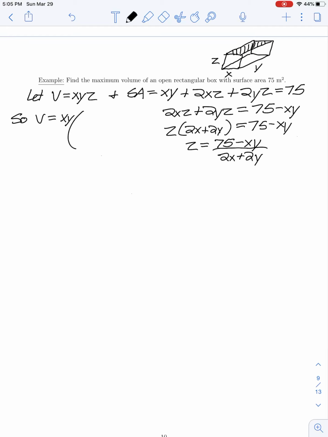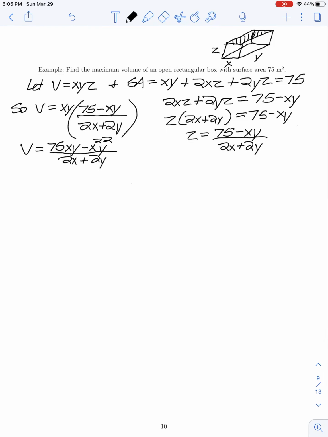So taking this expression and substituting it into our function for volume, we have the volume V is x times y times z, which we found to be (75 minus xy) all over (2x plus 2y). Or if we distribute the x times y through the numerator, we have (75xy minus x squared y squared) all over (2x plus 2y). So now, in order to maximize our function for volume, we need to start by finding its critical points. So let's start by looking at the partial derivative of volume with respect to x.